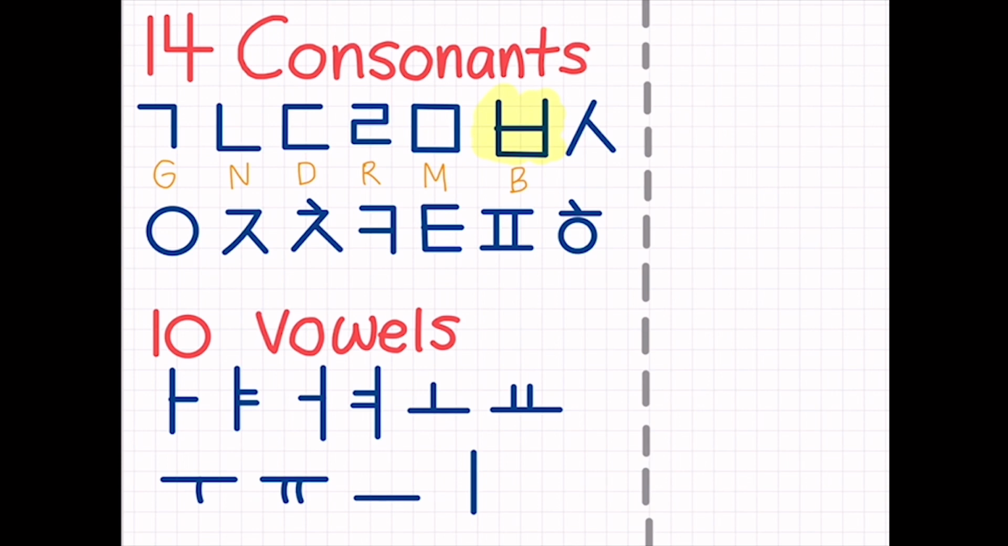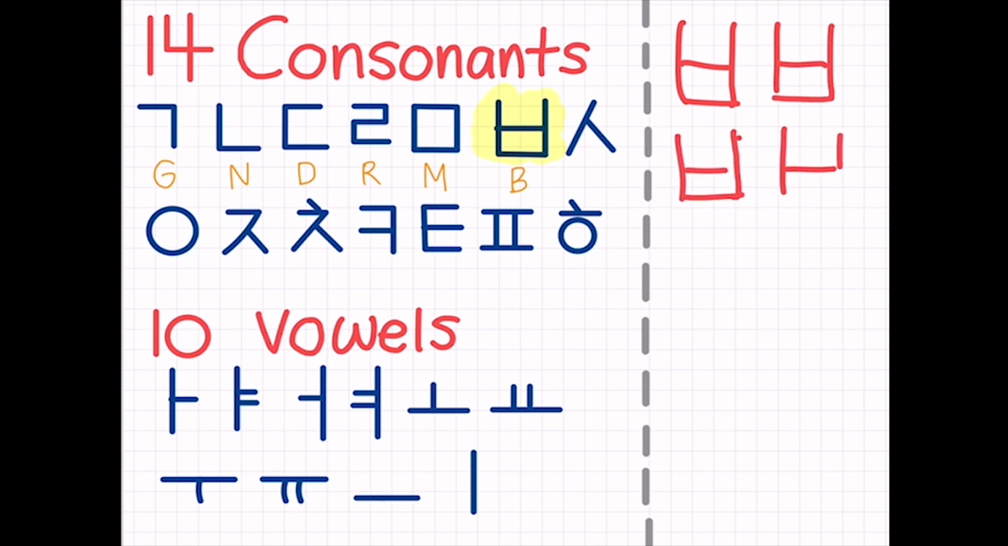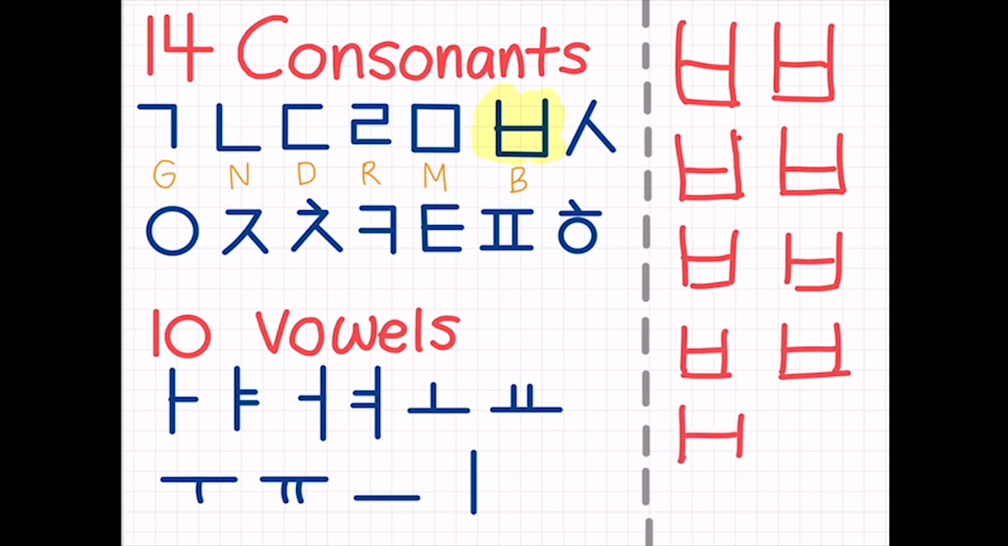Okay, so how can I write this? This is how I write it. Down, right, down, right. Down, right, down, right. P. P-up, P-up.